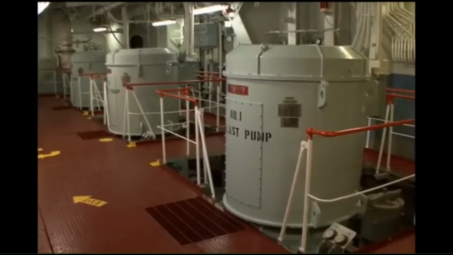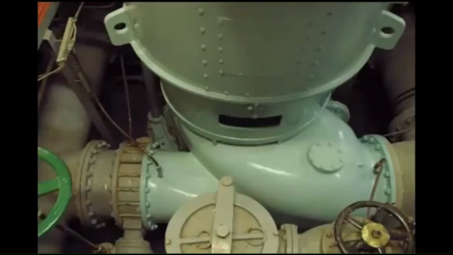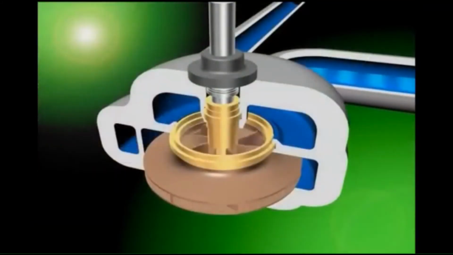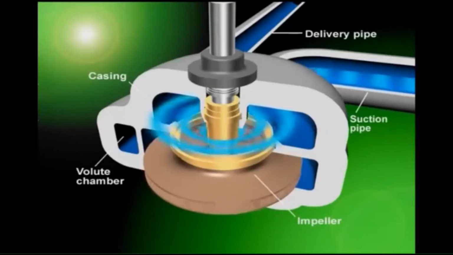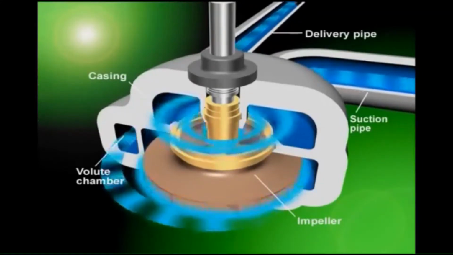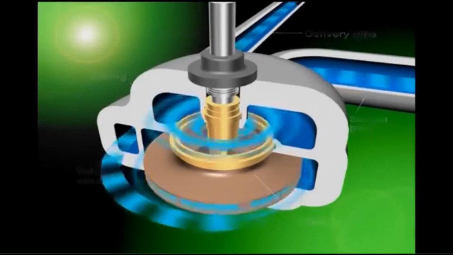There are various pump types. Of these, centrifugal pumps are commonly used in ship ballast operations. With centrifugal pumps, a motor is used to rotate a vane wheel called an impeller. The centrifugal force thus generated is used to send water out. Let's have a look at this principle.